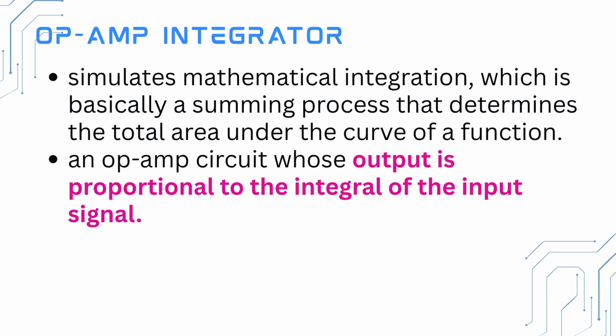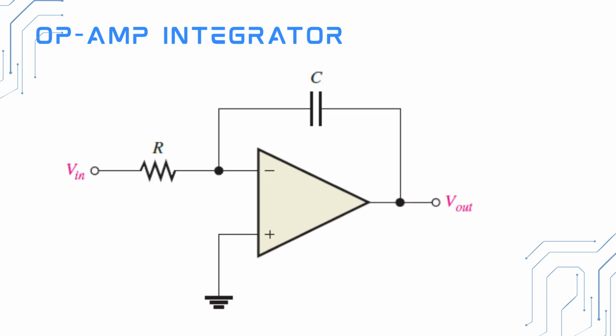Ano nga ba yung itsura ng op-amp integrator? As you can see in this figure, an ideal integrator is shown. So notice na yung ating feedback element ay capacitor. That forms an RC circuit with the input resistor. So tingnan mabuti, nasa input natin ay R at yung ating capacitor ay nasa feedback.